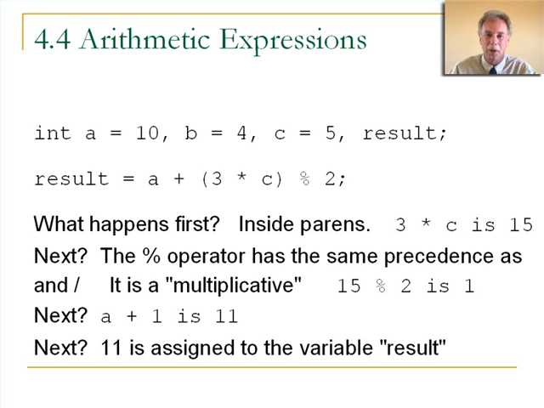Yes, the result is 1. 15 modulus 2 is 1. And now add in A, which makes the entire result of that expression, or we say the expression evaluates to the value 11, which is then assigned to the variable result. The order that things happen in arithmetic expressions is critical to getting the right result and to understand what the arithmetic expression is actually doing.